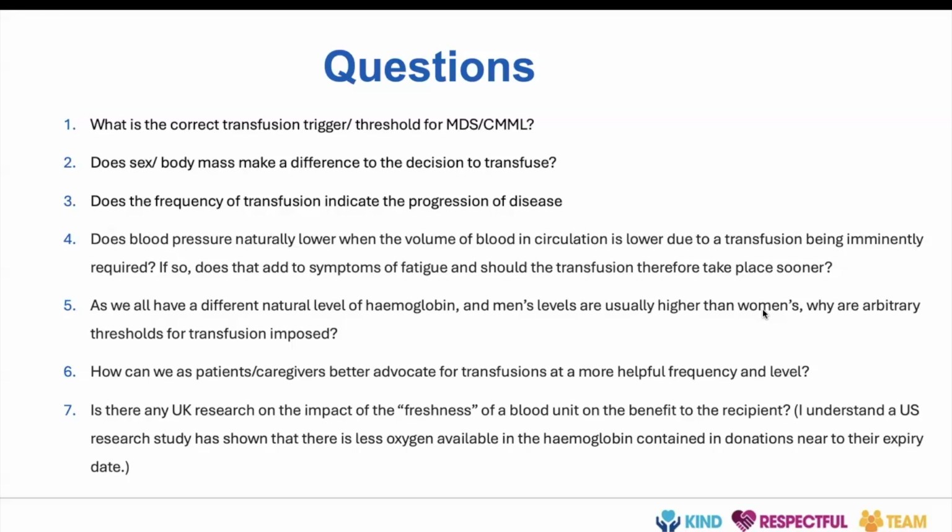Does it add to the symptoms of fatigue? Yes. So low blood pressure will add to the symptoms of fatigue. Anemia will also add to the symptoms of fatigue. You can imagine anemia is associated with your body's ability to perfuse itself, as we would say, so to carry oxygen around to your tissue. So if that ability is reduced, you will definitely feel tired.